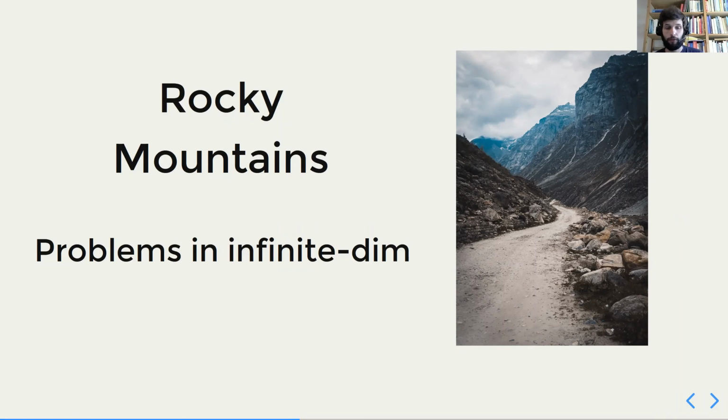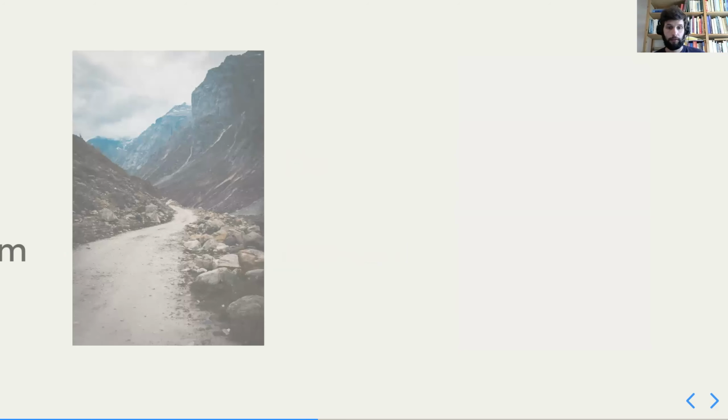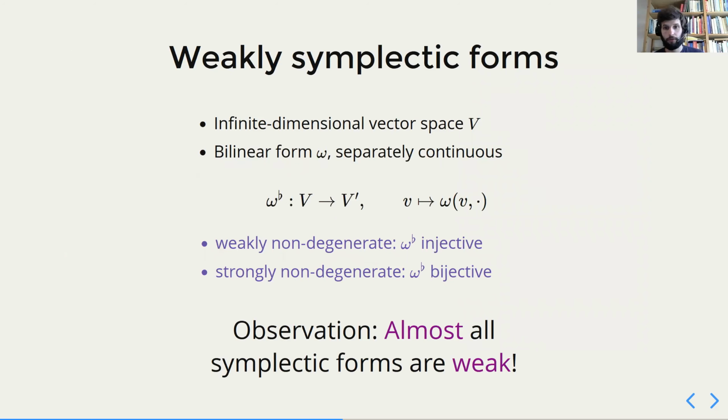And now that I told you why we should embark on this journey, the next step would be to explain what kind of problems you are facing if you go to infinite dimensions, and certain constructions that you're used to in finite dimensions don't work any longer. I concentrated mostly on one particular problem, and that's the problem that you have to deal with weakly symplectic forms.